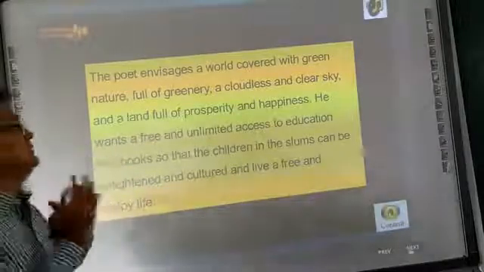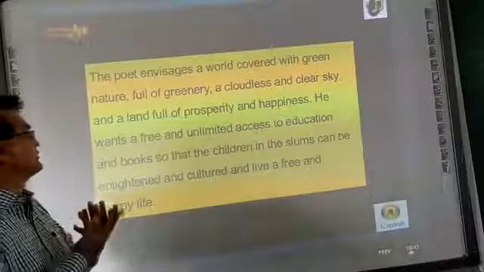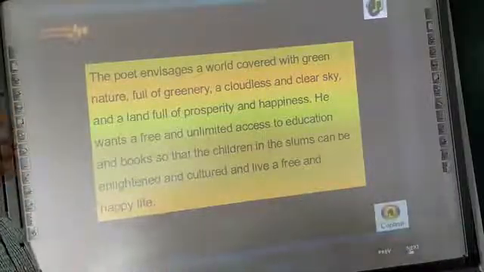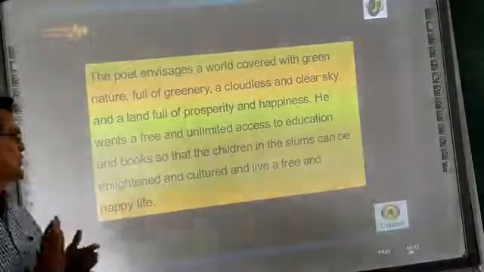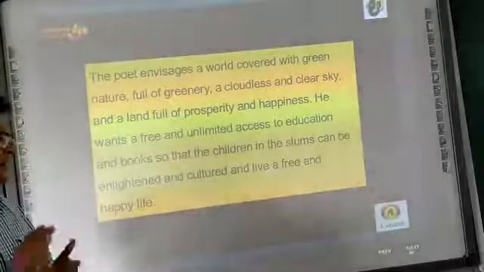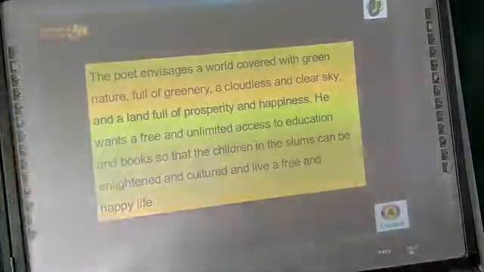The poet visualizes a world covered with green nature, full of greenery, a cloudless and clear sky, and a land full of prosperity and happiness. He wants free and unlimited access to education and books so that the children in the slums can be enlightened and cultured and live a free and happy life.